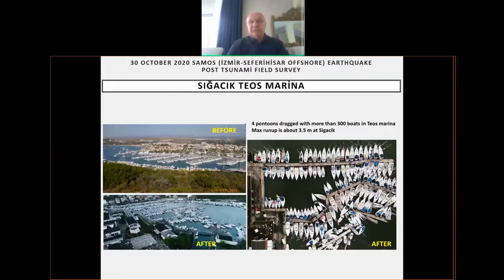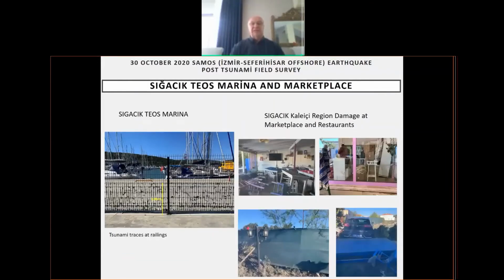One of the major effects was the dragging of 3 pontoons with more than 300 boats inside the marina. The small stream bed going to the marina collected all the inundated tsunami wave water and discharged it into the marina. It caused very strong currents. And these are the damage and the tsunami traces at the railings of the marina border, and the tsunami traces inside the restaurants and the marketplace shops.